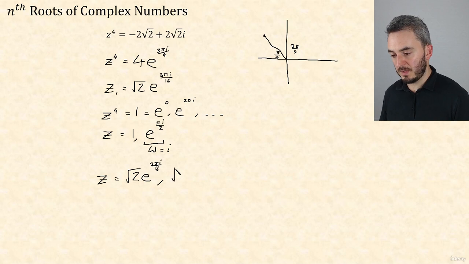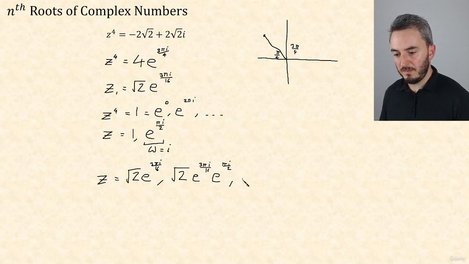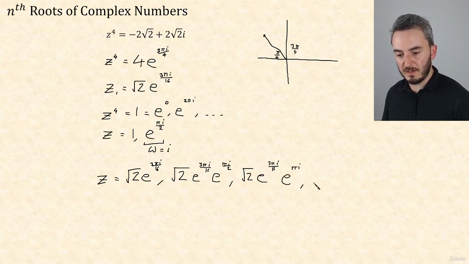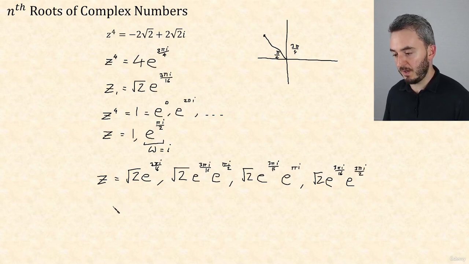The next one is my stem, z1, multiplied by omega, and omega is e to the pi i over 2. Then it's my stem, root 2 e to the 3 pi i over 16, multiplied by omega squared. You square omega and you get e to the pi i. Then finally it's the stem, root 2 e to the 3 pi i over 16, multiplied by omega cubed, which is e to the 3 pi i over 2. And all we need to do now is just simplify this.